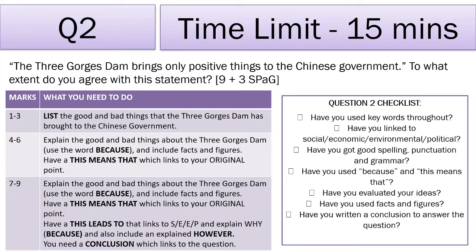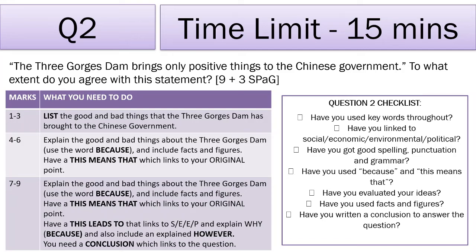You then need to complete a conclusion, which is just your opinion. So overall, I think that it did bring positives to the Chinese government because of this, or overall it did not bring positives to the Chinese government because of this. And then again, you need to just do a however. However, someone else might think that actually it was a bad thing or a good thing because of this. So you just explain your opinion, but then give what someone else might think as well. Remember, this is just a brief explanation of what you've already said in your previous 2 paragraphs.